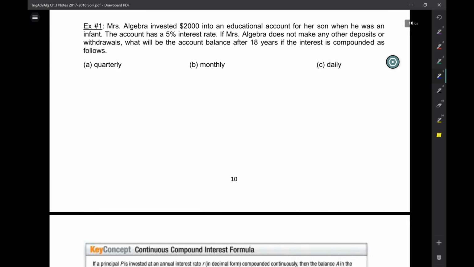So, here we go. Problem 1. Mrs. Algebra invested $2,000 into an educational account for her son when he was an infant. The account has a 5% interest rate. If Mrs. Algebra does not make any other deposits or withdrawals, what will the account balance be after 18 years if the interest is compounded as follows? So now we have 3 parts to this problem, A, B, and C.